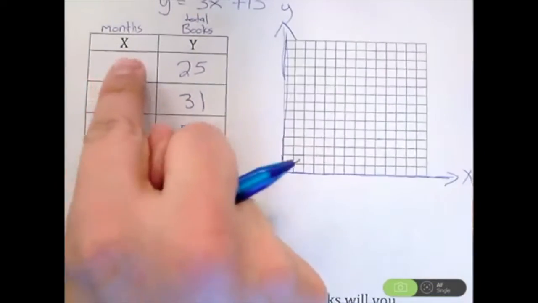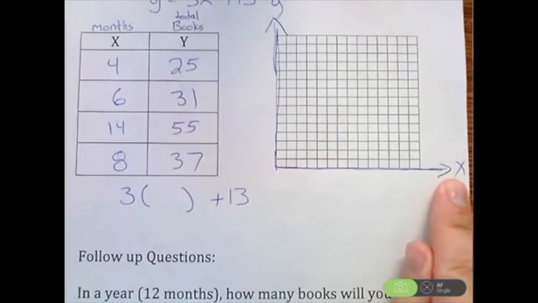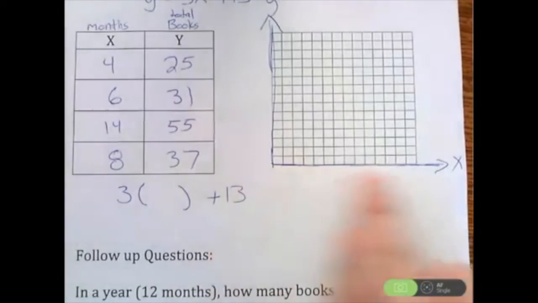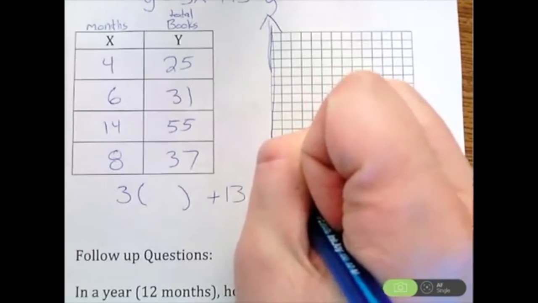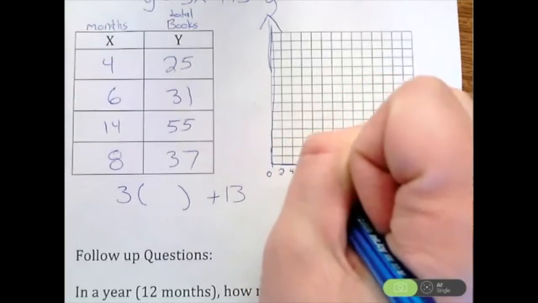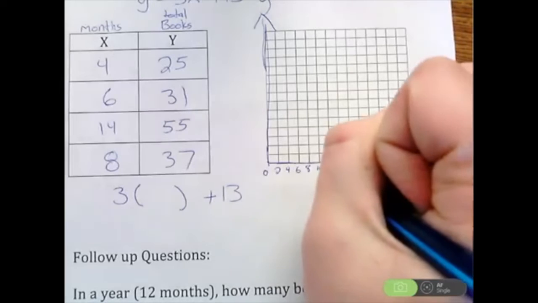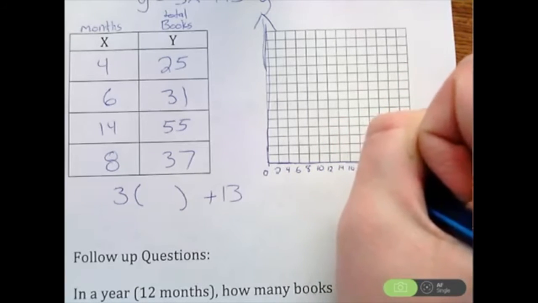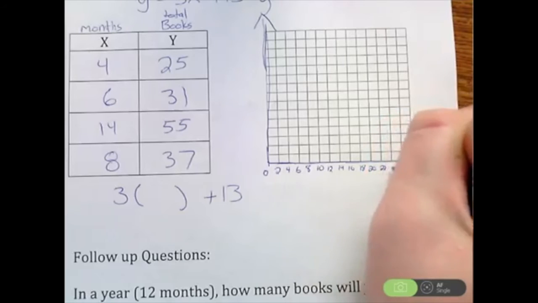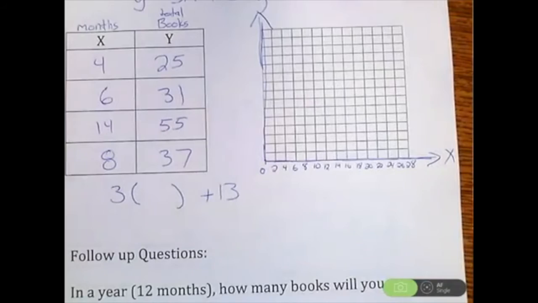So I use x values of 4, 6, 14, and 8. So I'm going to label down here, and the lowest I need is a 4, the biggest I need to get is 14. Maybe I'll go by like, I don't know, 2s. So I'll do 0, 2, 4, 6, 8, 10. And I'll keep labeling following that pattern of going up by 2, all the way up to 28.